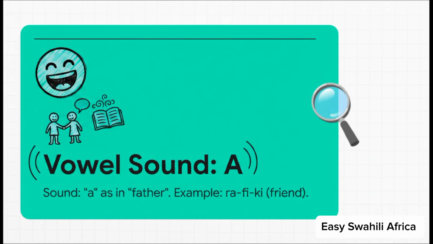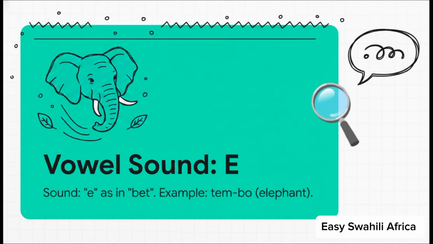Now let's try it in a word. The Swahili word for friend is rafiki. Let's break it down. Ra-fi-ki. Your turn. Perfect. Next is E.